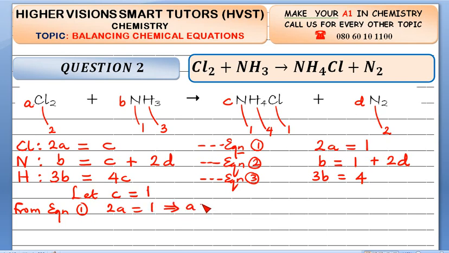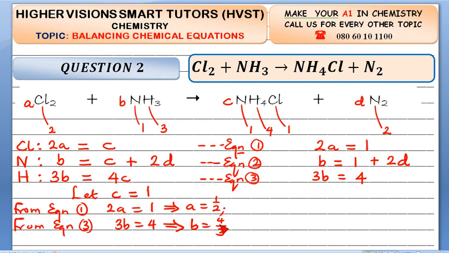Our A is going to be half there. It's going to be half. Then from equation 3, look at equation 3. We have 3B is equal to 4. That's going to give us B to be equal to 4 over 3. So we have A, we have B, and we have C. So the only thing we're left with now is D.